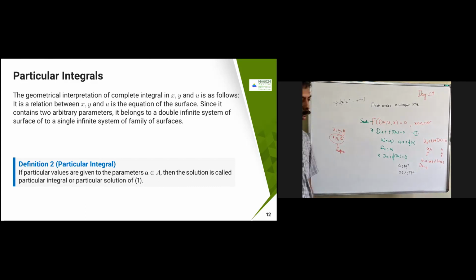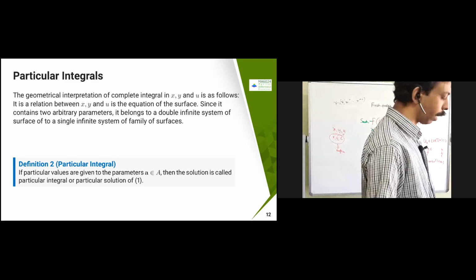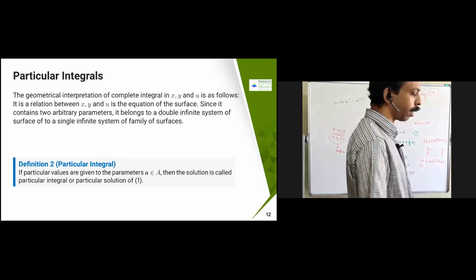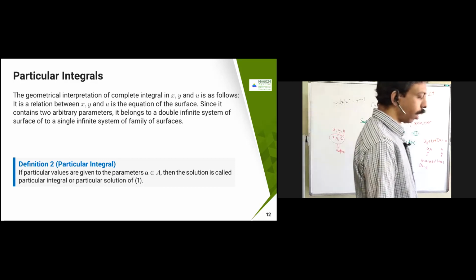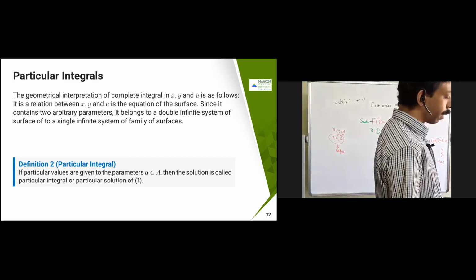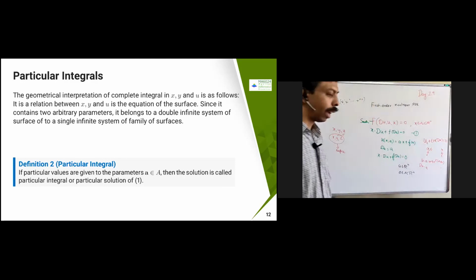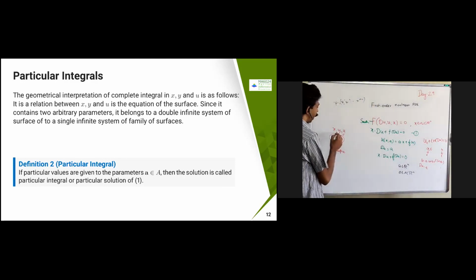This is the equation of the surface. The relation between x, y, and u is the equation of the surface, and it contains two arbitrary parameters, because x, y, u are there. So if I have n independent variables, how many parameters should come? Two independent parameters should come.